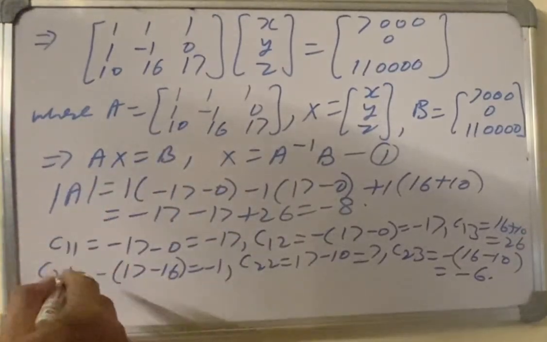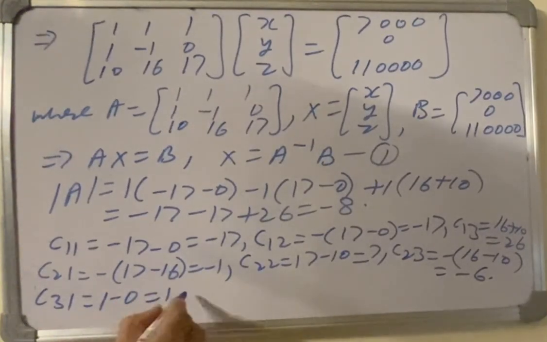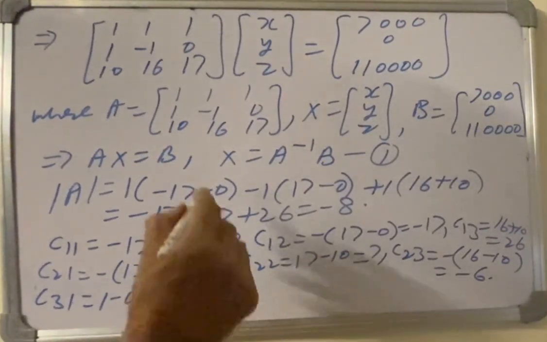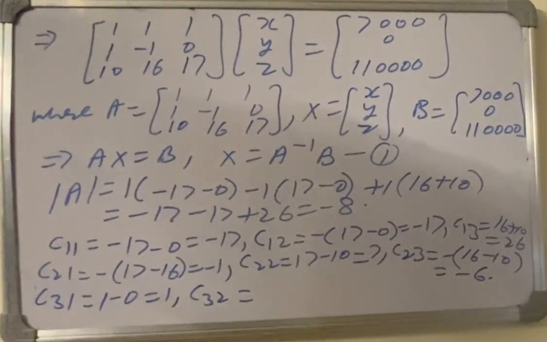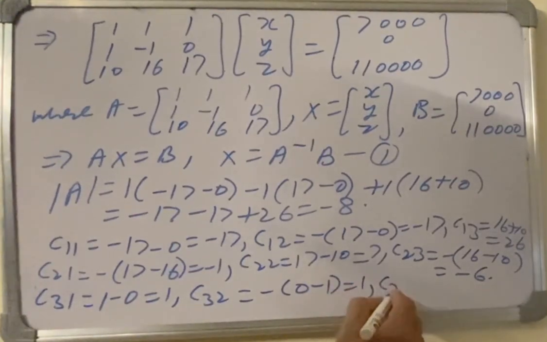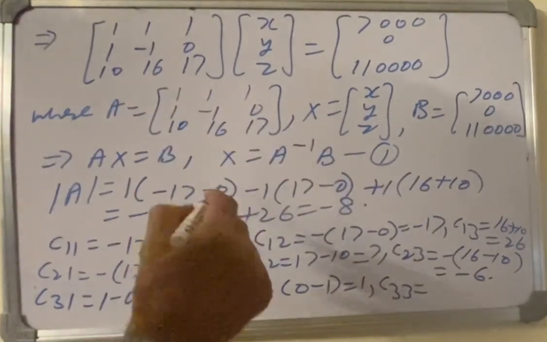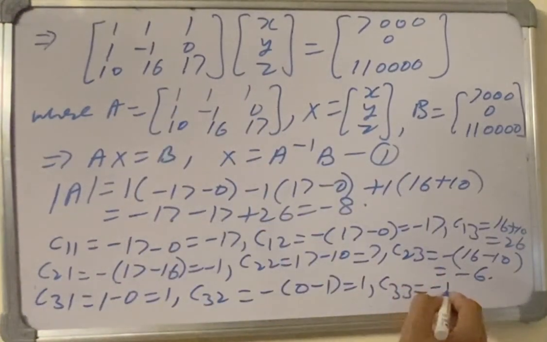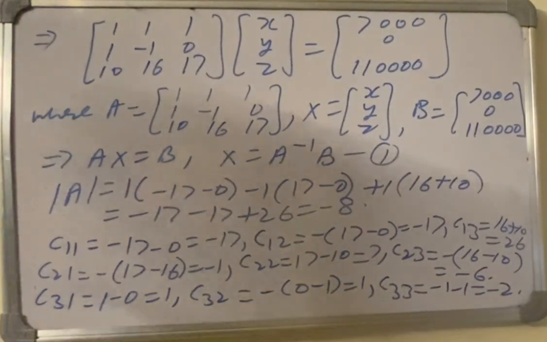Then C31 is 1 minus 0, it is 1. C32 is minus of 0 minus 1, it is 1. C33 is the cofactor of the last element, minus 1, it is minus 2.